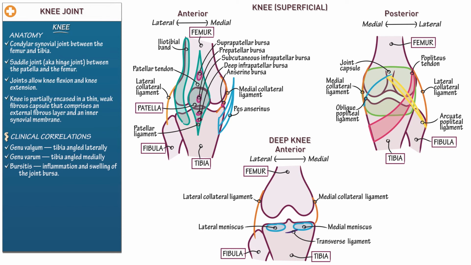First, draw the posterior cruciate ligament, or PCL, which arises from the posterior intercondylar area of the tibia and passes superiorly, anteriorly, and medially to attach to the lateral surface of the medial femoral condyle. Then draw the anterior cruciate ligament, or ACL, which arises from the anterior intercondylar area of the tibia and passes superiorly and posteriorly to insert on the medial surface of the lateral femoral condyle.